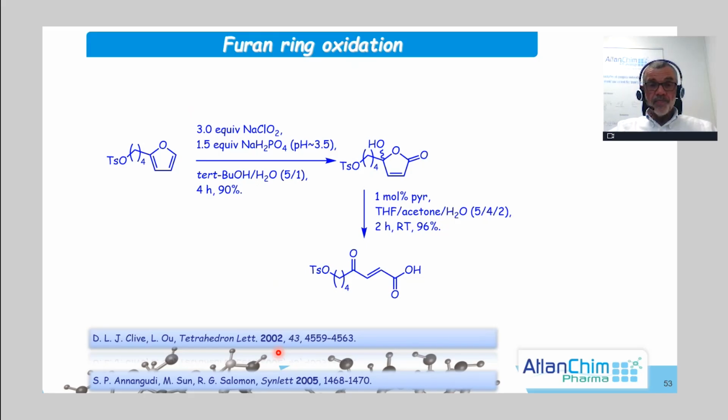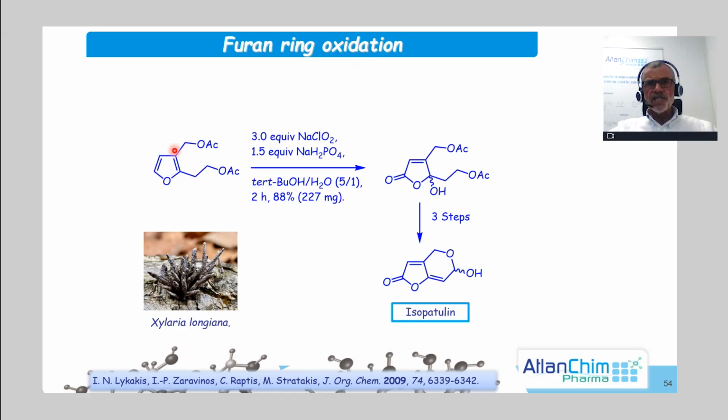This furan ring oxidation was applied in the total synthesis of this metabolite produced by this fungus, Xylaria longiana here. Oxidation of this 2,3-disubstituted furan intermediate with sodium chlorite gave this gamma-hydroxybutenolide in 88% yield on a 200 milligram scale.